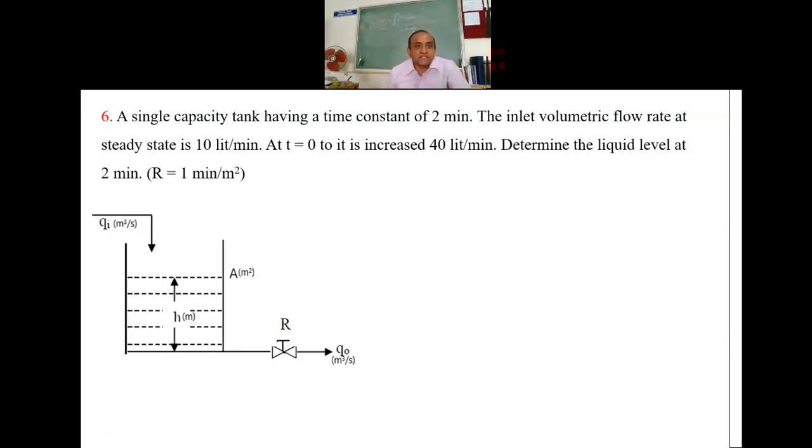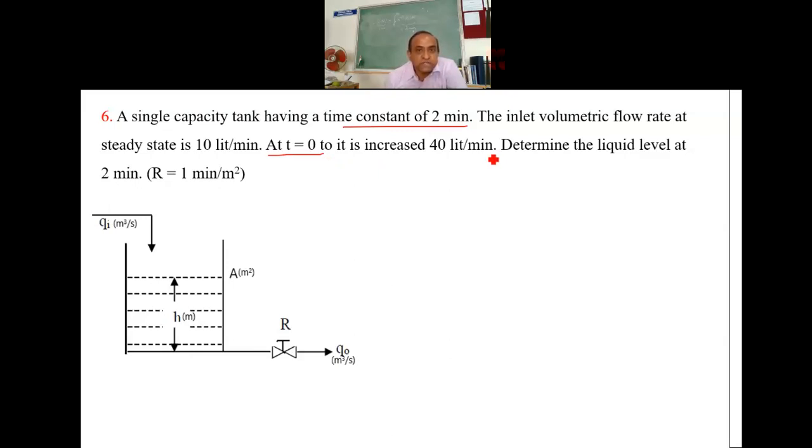A single capacity tank has a time constant of 2 minutes. So time constant is given. The inlet volumetric flow rate at a steady state is 10 liters per minute. So initially it is 10 liters per minute. At time t equals 0, the flow rate is increased from 10 to 40 liters per minute.